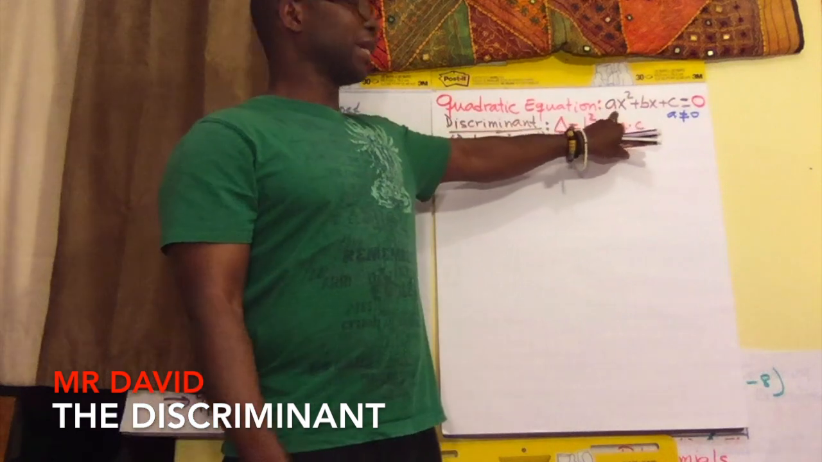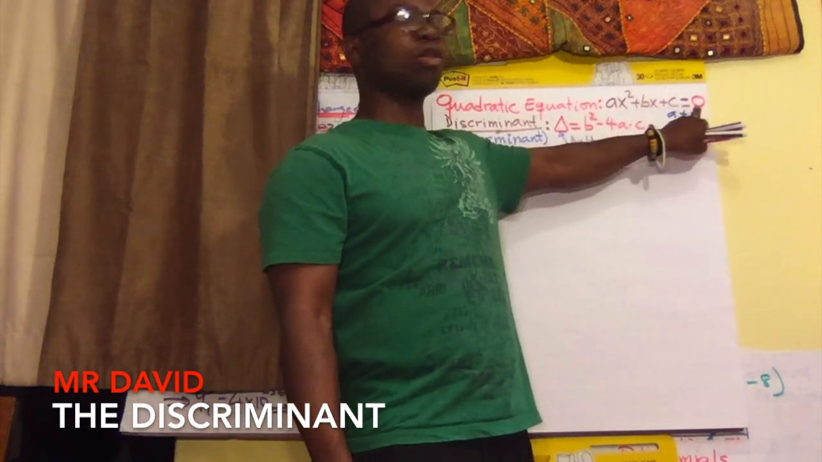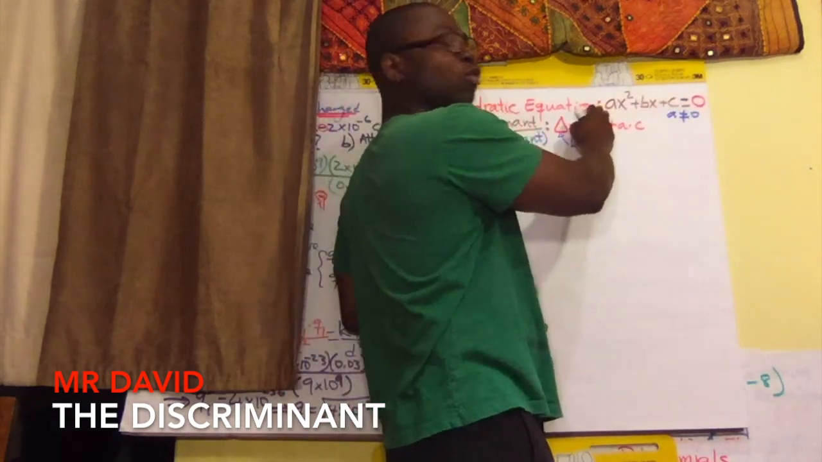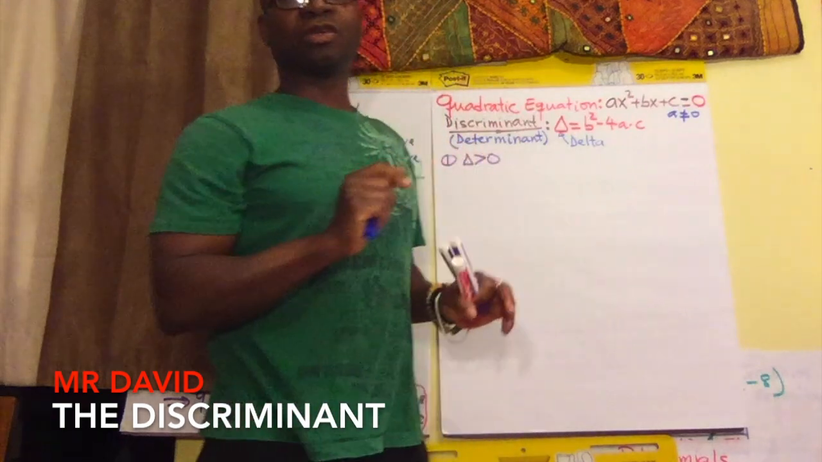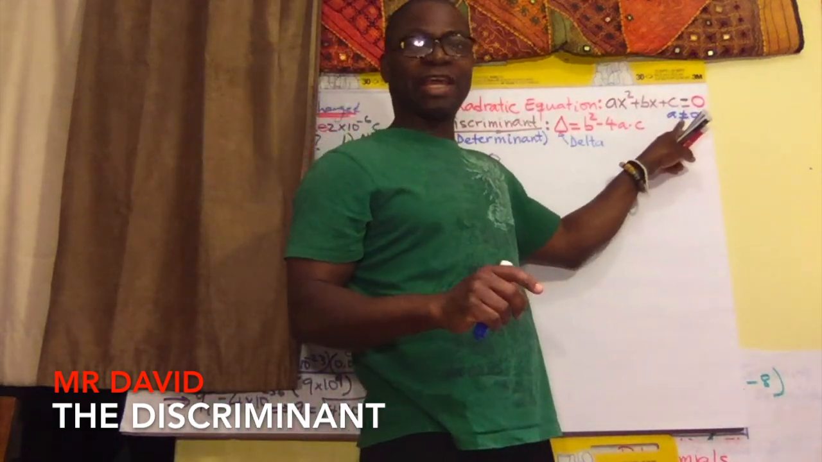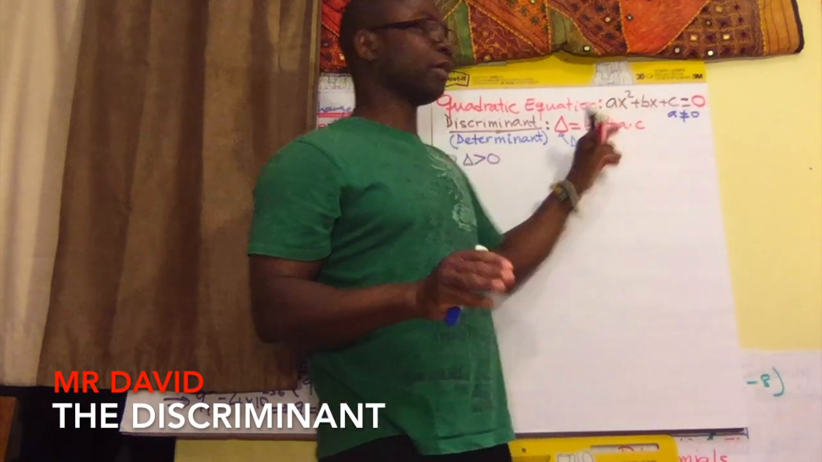A quadratic equation is any equation of this form, ax squared plus bx plus c equal to 0. It is really important that everything is on the left side of the equal sign, and then we set it equal to 0. We have to remember that a cannot be 0. If a is 0, we don't have a quadratic equation.